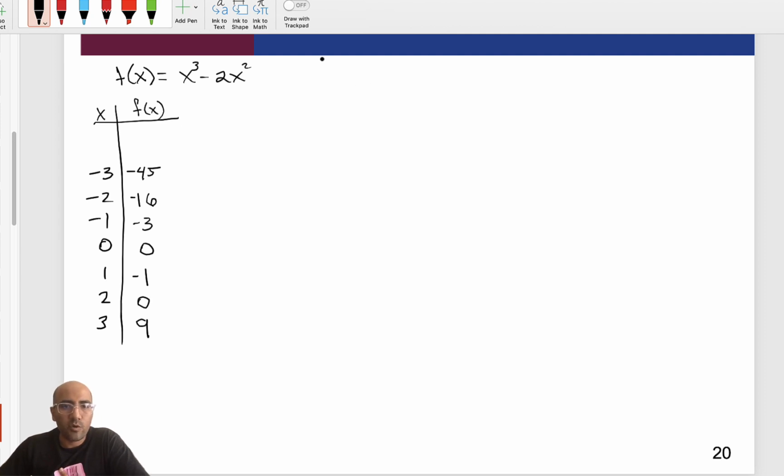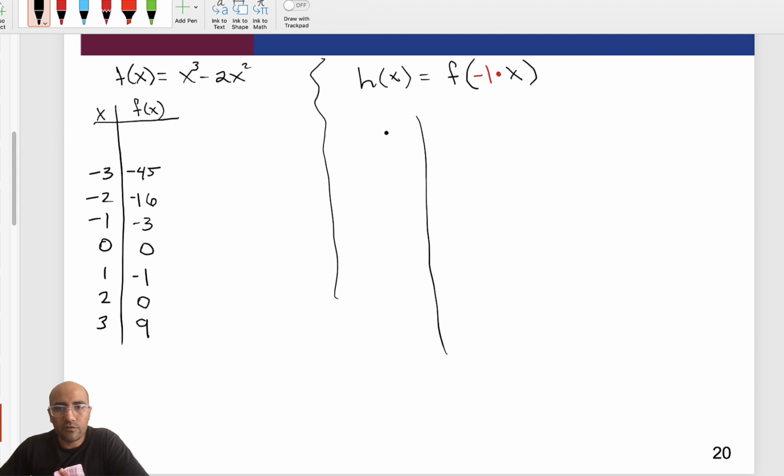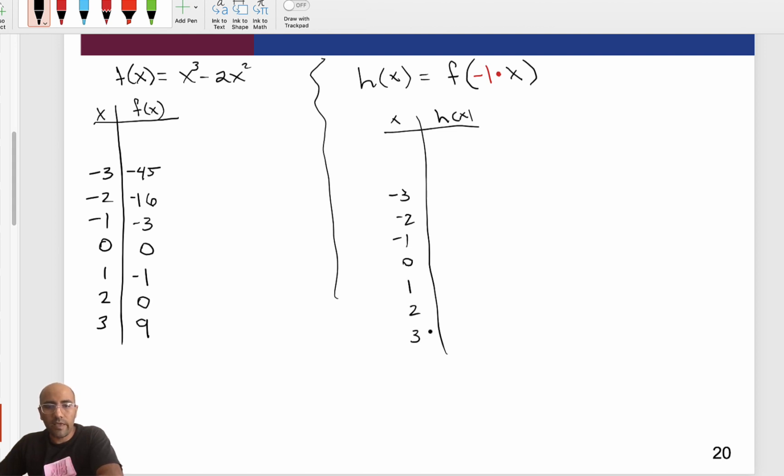But now we want to explore what happens to this new function. Let's call it h of x. This new function, h of x, is going to be equivalent to the old function, but we multiply the input by negative 1 times x. Good. So now we come up with this new table of values for h of x, so we can figure out what it looks like. We're going to type in some values: negative 3, negative 2, negative 1, 0, 1, 2, and 3.